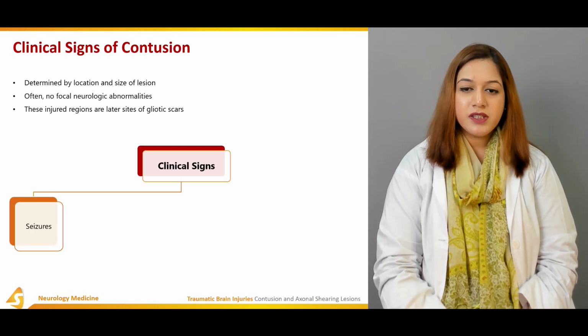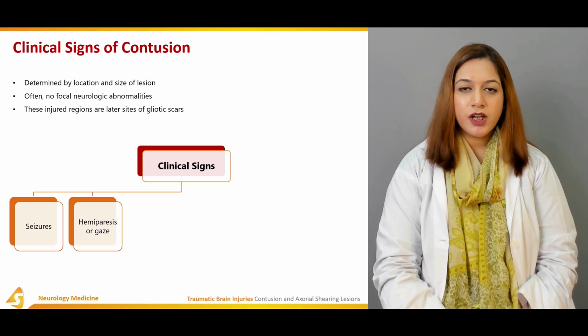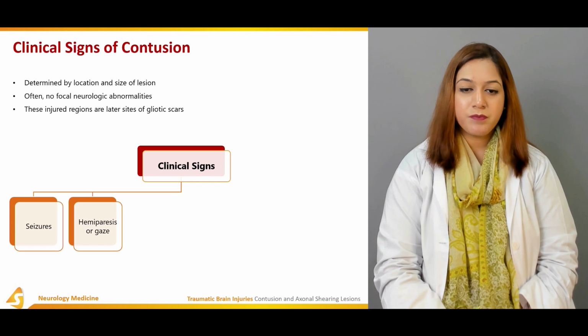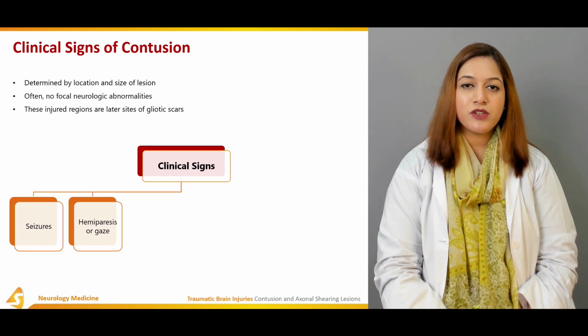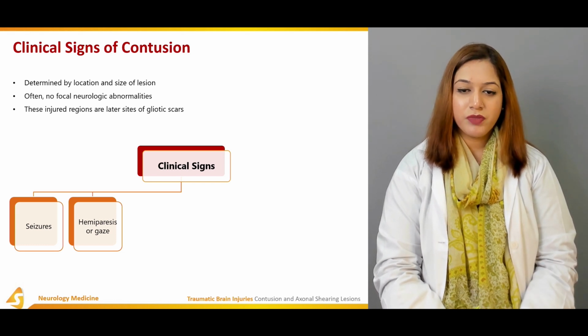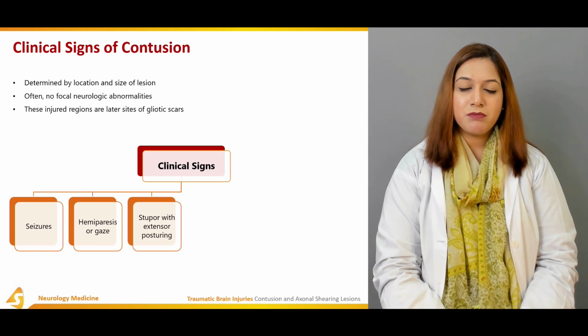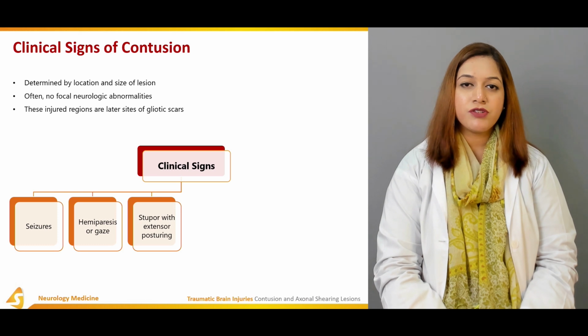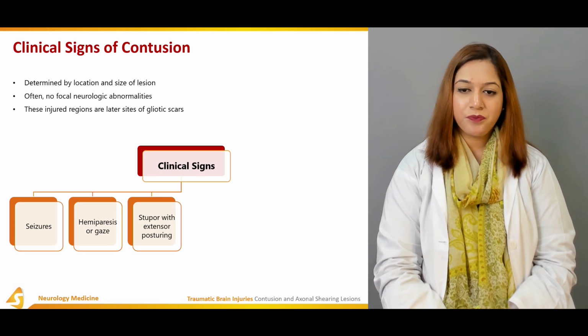The clinical signs are that the patient will experience seizures. There might be hemiparesis or gaze preference in case of moderately sized contusions. Hemiparesis is weakness of one half of a body. The patient might experience stupor with extensive posturing if the contusions are large and bilateral.